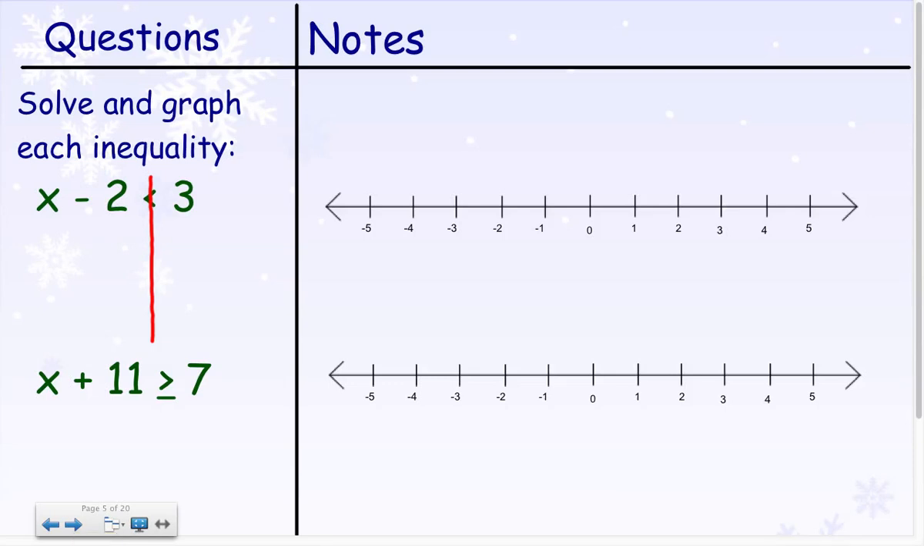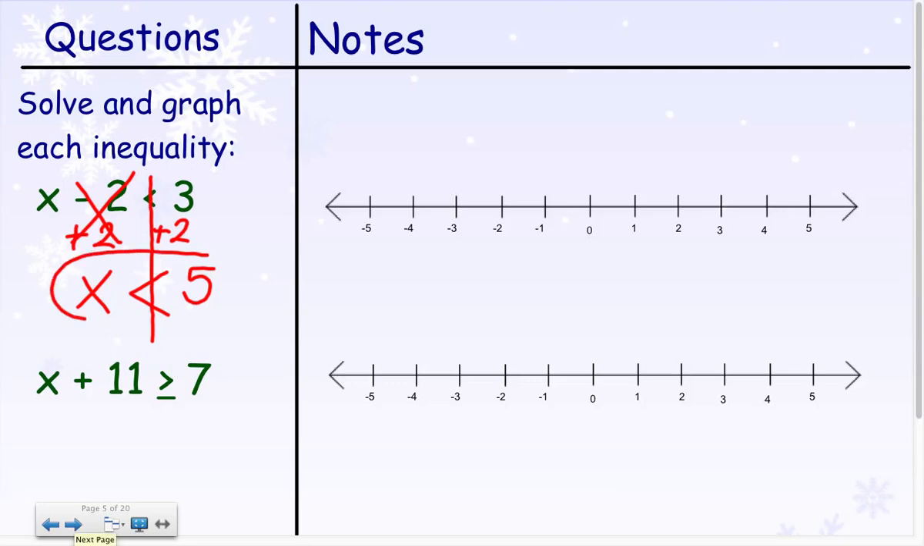So if I need to get x by itself, I have to think about how do I get rid of the -2. The opposite of -2 is +2. So I'm going to add 2 on both sides. These will cancel, bring down the x. Don't get in the habit of writing an equal sign. We now have to write our inequality, which was less than. 3 + 2 is 5. So there is my answer.